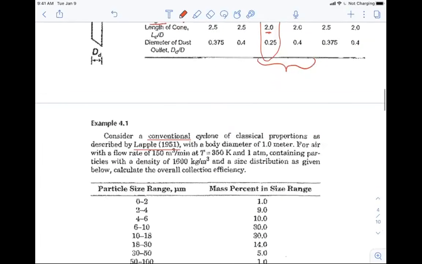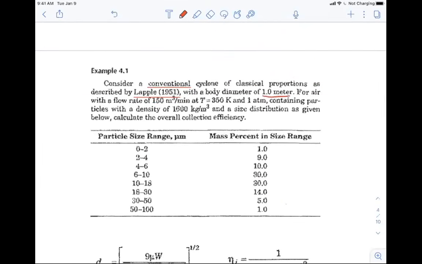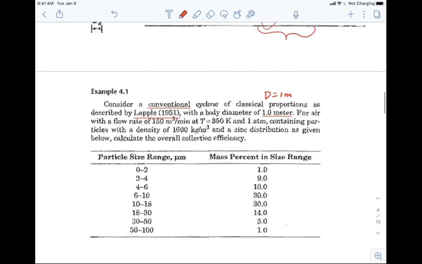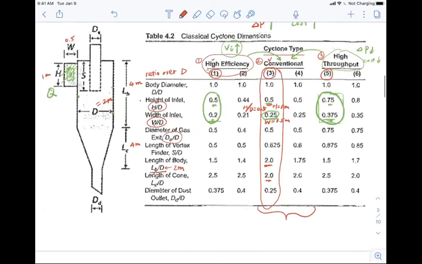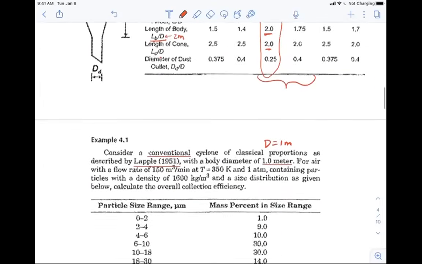all right? And then it has a body diameter of 1 meter, which means that D is equal to 1 meter. Okay, so this automatically can give us the dimensions for all different parts, right? Because you see everything, like the height, the width, the length, they're all depending on the body diameter in the denominator, right? So theoretically, we can calculate all of the other dimensions.